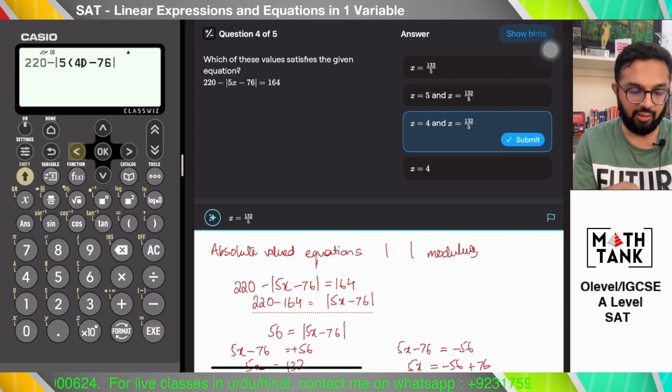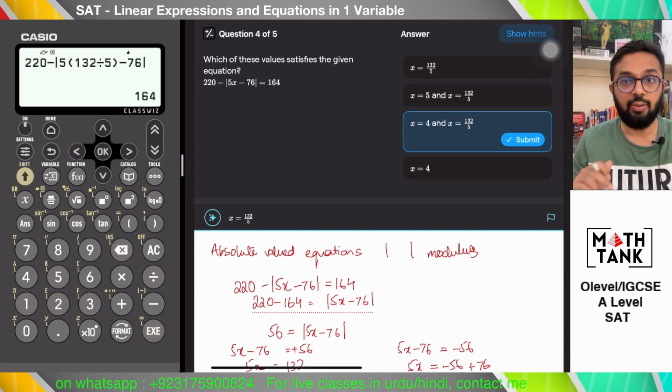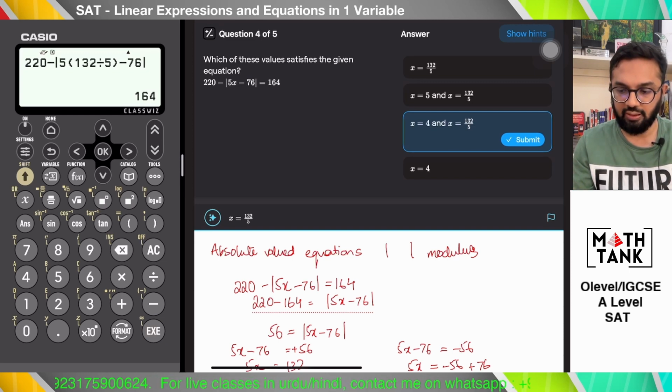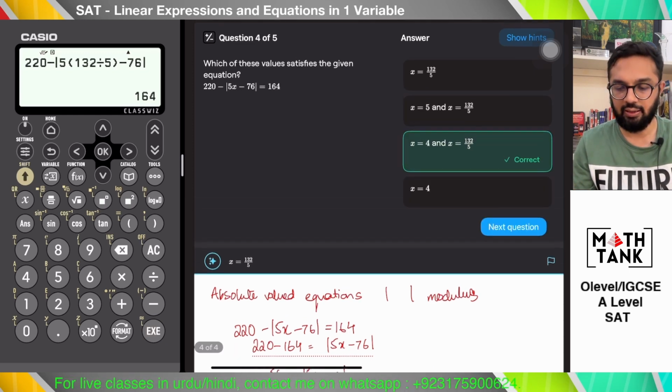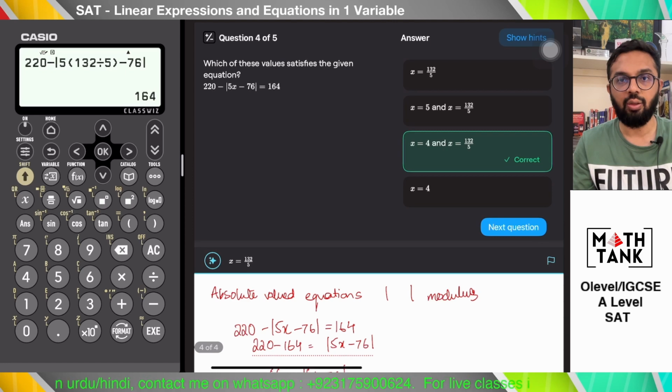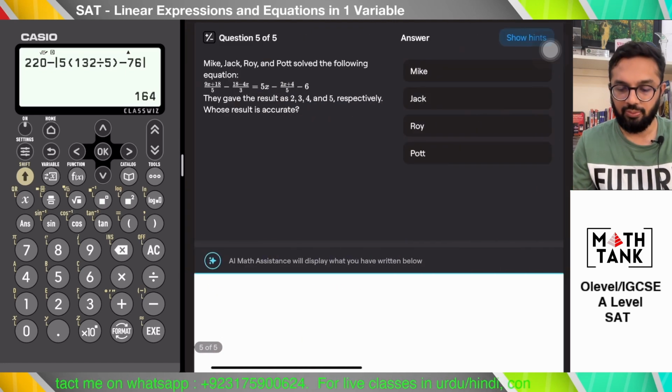Let's check for the other answer, 132 divided by 5. That's also 164. Both of these are correct answers. Let's check. Yes, that is indeed the answer option that's correct. Let's move on to the next one.